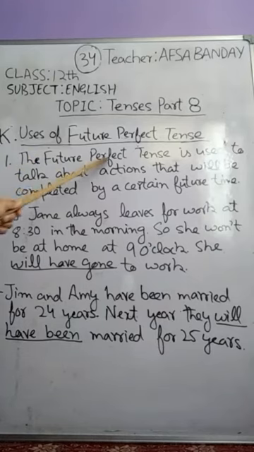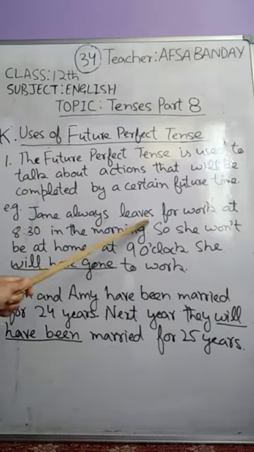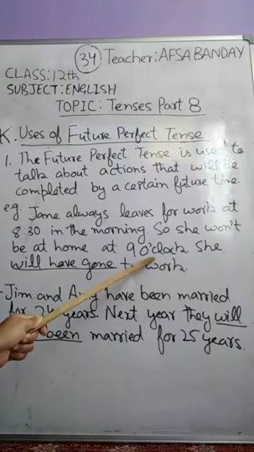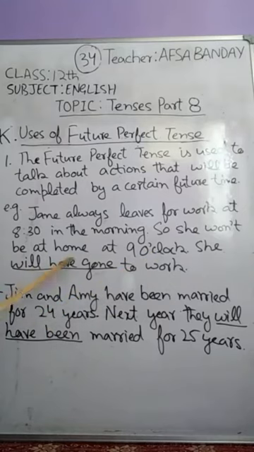Its first use. The future perfect tense is used to talk about actions that will be completed by a certain future time. So again we are referring to a future time, and then we say that by that time the actions will be completed or finished. For example, Jane always leaves for work at 8:30 in the morning. So it's her usual time. So she won't be, that means will not be, at home at 9 o'clock. Obviously, she must have already left. So we say she will have gone to work. So at 9 o'clock, we are referring to a future time, and we talk about an action that will be completed or finished. And that is that she will have gone to work.